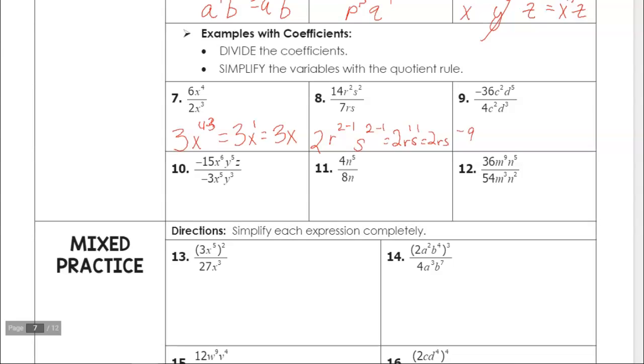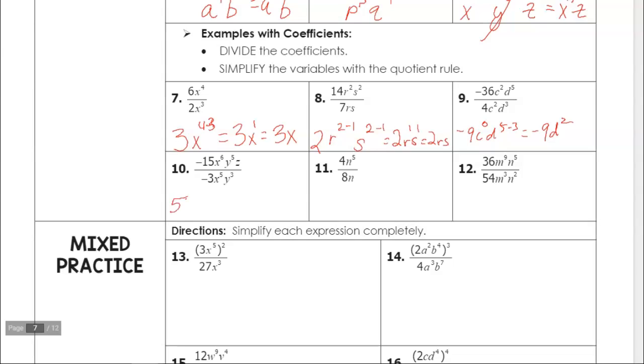Here we have negative 9, because it's negative 36 divided by 4. C to the 2 minus 2 is C to the 0, and then D to the 5 minus 3. So we end up with negative 9. C's cancel, and you have D squared. A couple more. The two negatives cancel.